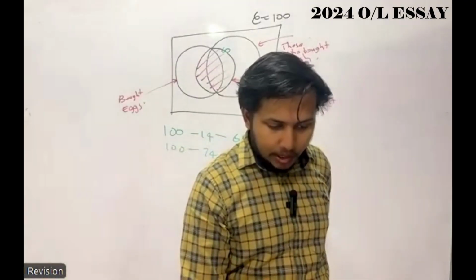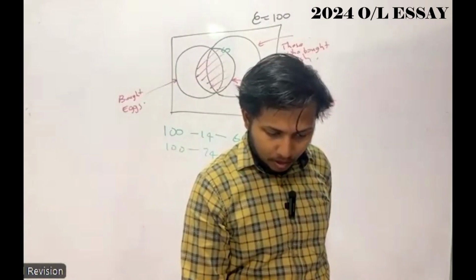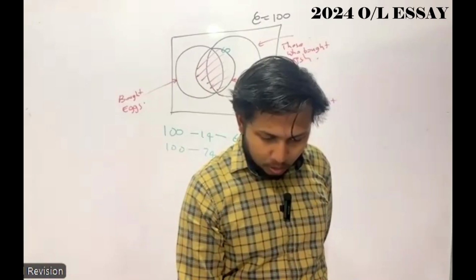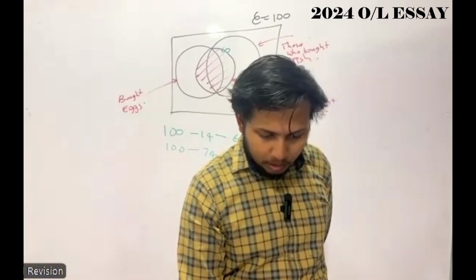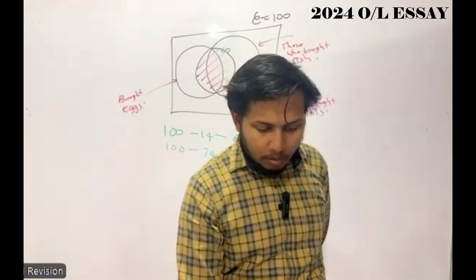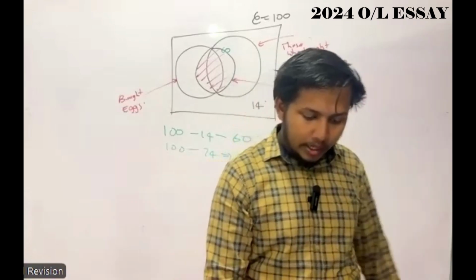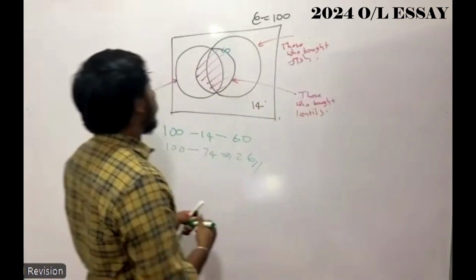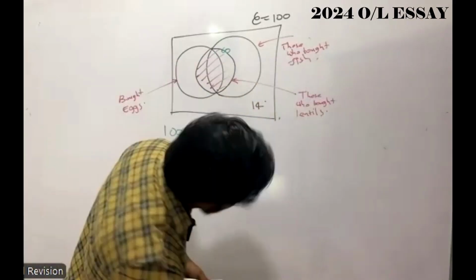What is the next question they're asking? If the number of customers who bought all these three items is equal to the number of customers who bought exactly two of these items, how many customers bought all three items? How to find that? They are telling, if the number of customers who bought all three items, in the sense, it should be at this region.